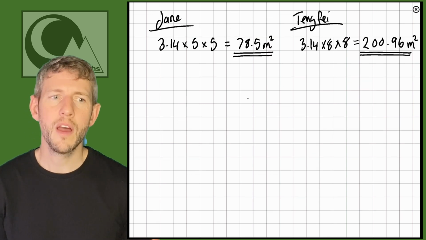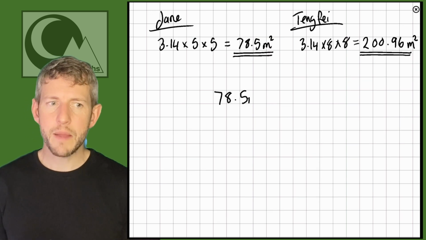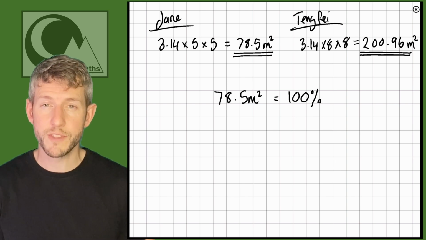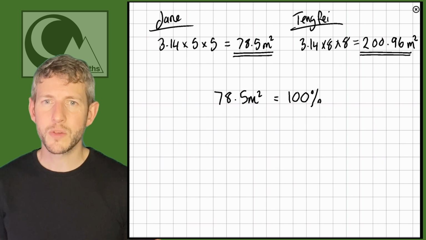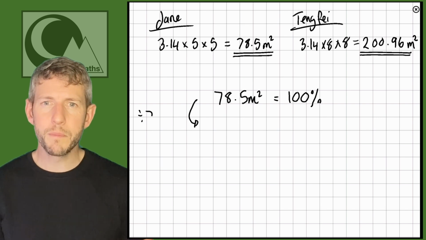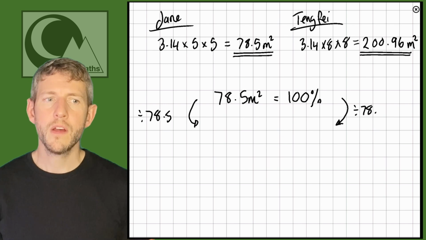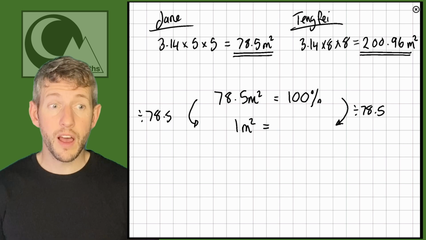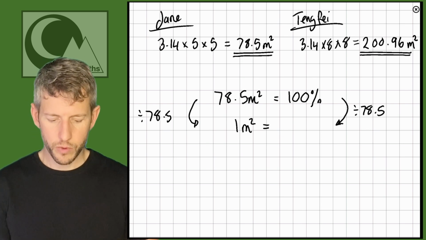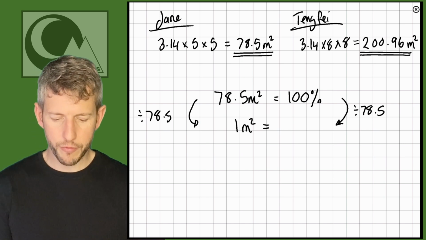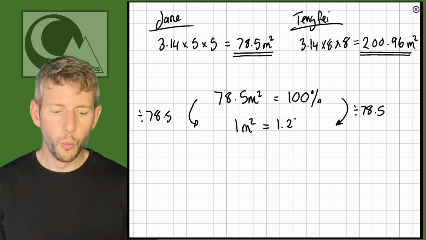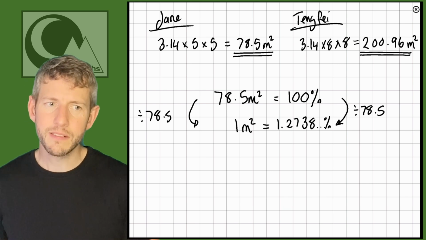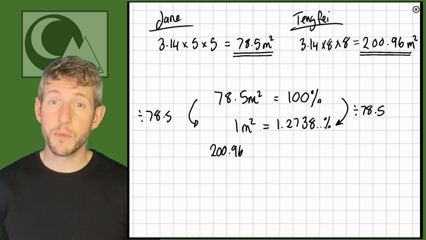I think what I'm going to do is calculate what percentage of Jane's garden Teng Fei's garden is. Okay, so I'm going to write on the left here, 78.5 meters squared equals 100%. Okay, so this is Jane's garden because we're doing it in proportion of Jane's garden. So I'm going to divide both of these sides by 78.5. So what I get here is that 78.5 divided by 78.5 equals 1 meter squared. 1 meter squared is going to be 100% divided by 78.5, which is 1.273888535% of Jane's garden.